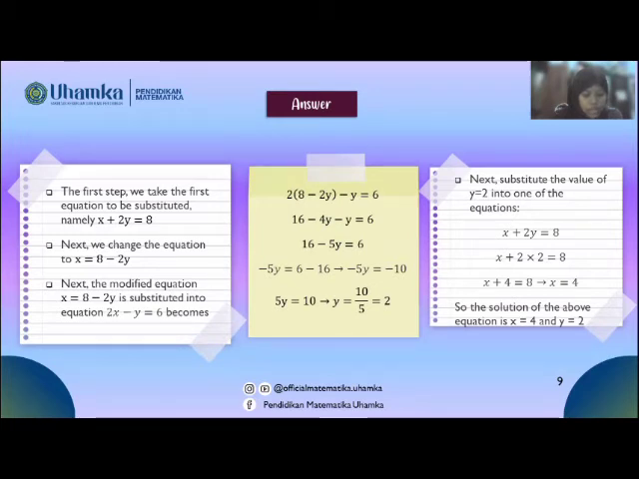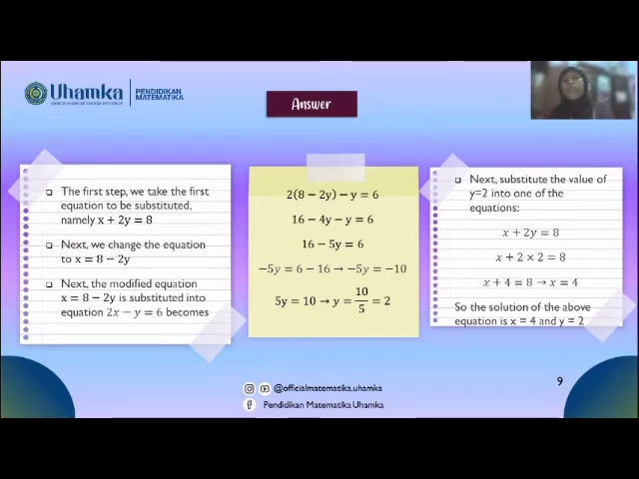Next, 2 times 8 equals 16. 2 times negative 2y equals negative 4y, minus y equals 6. Next, 16 minus 4y minus y equals negative 5y equals 6. Negative 5y equals 6 minus 16. Next, negative 5y equals negative 10. Negative times negative equals positive. 5y equals 10. y equals 10 divided by 5 equals 2.